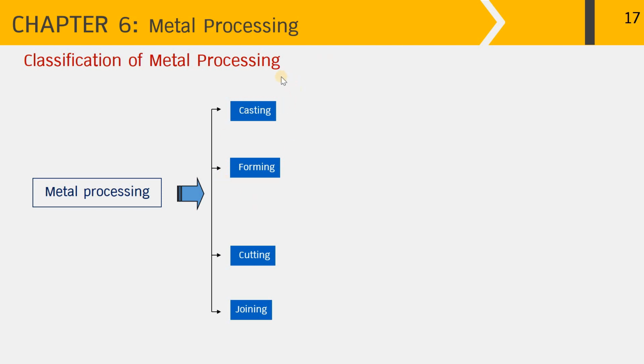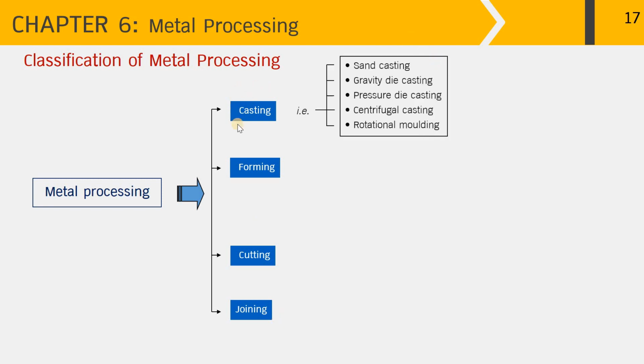The first two would be the primary processing that can be divided into the casting process and the forming process. And the next two are the cutting and the joining processes. In terms of metal casting, there are a range of metal casting processes starting from sand casting, gravity die casting, pressure die casting, and also centrifugal casting or rotational molding and so on.